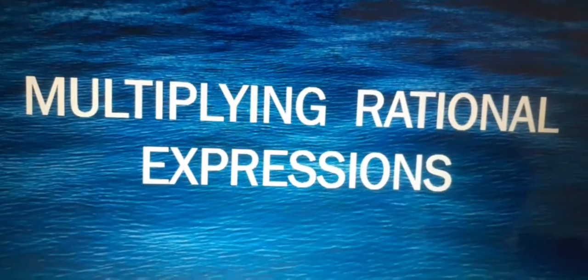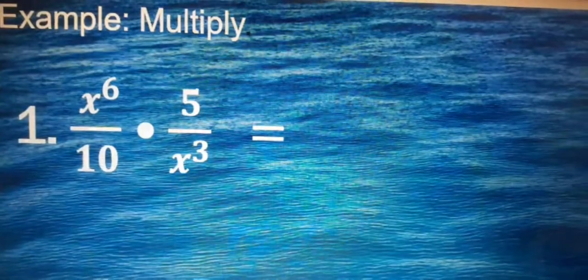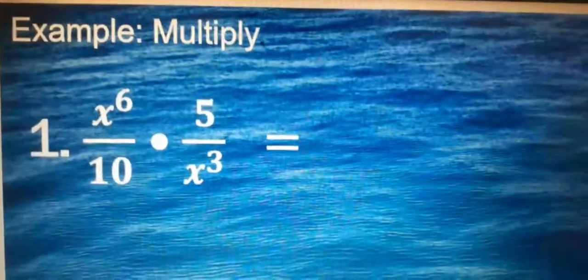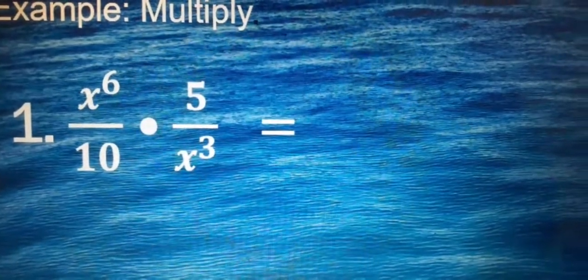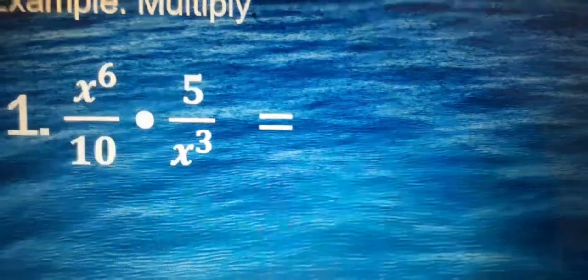How do we multiply rational expressions? Let's have an example. Our problem is to multiply these expressions, x to the 6th power over 10 multiplied by 5 over x cubed, which is equal to.